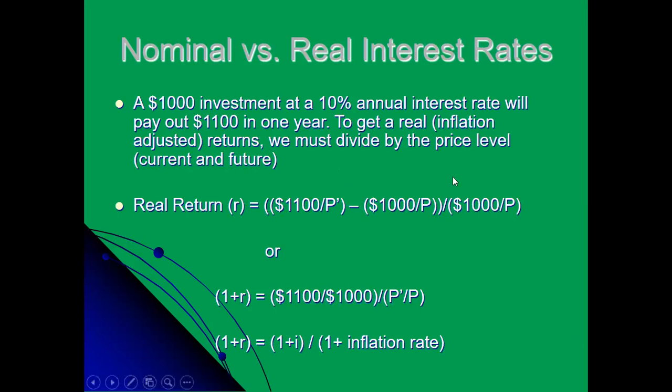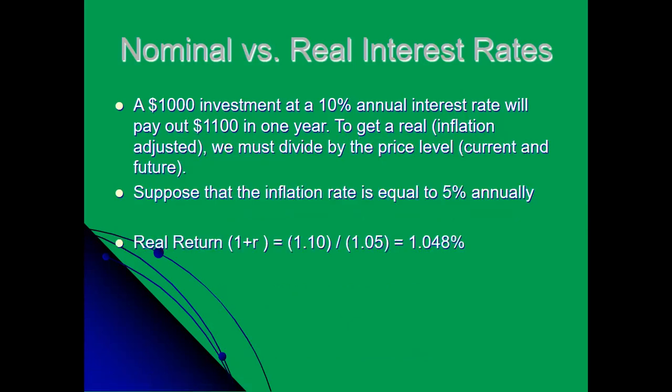So to get it, for example, with this sample problem, we must divide by the price level, current and future. It's not shown here how much the inflation rate really is, but basically that's just going to be the nominal rate added to 1. So 1 plus i divided by 1 plus the inflation rate. Then we deduct 1 to get the r. Hopefully there is an example here.